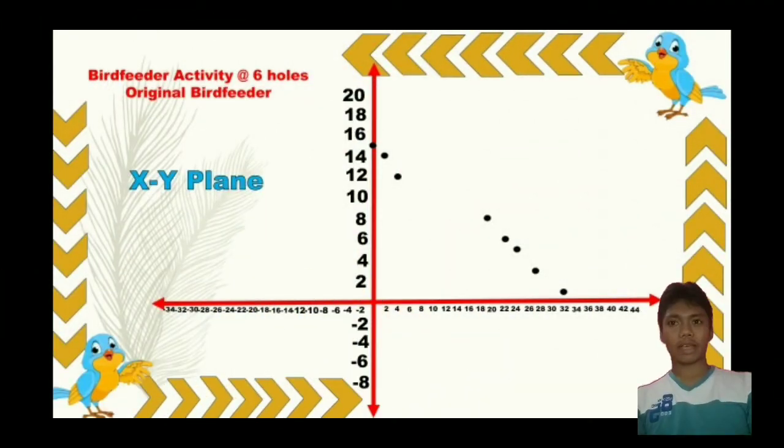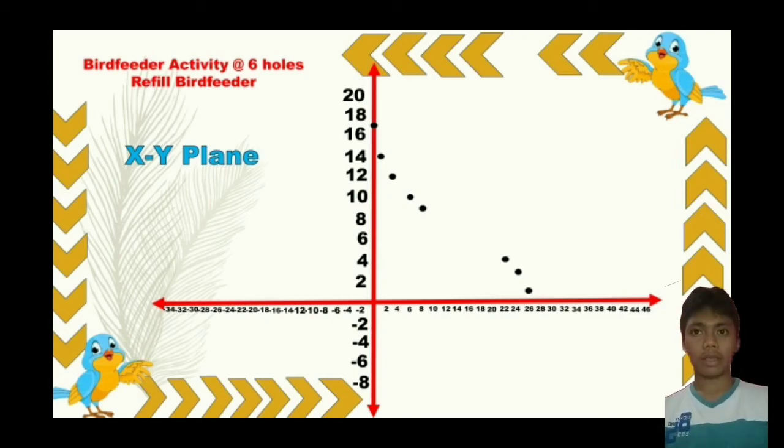In the x and y plane, the original bird feeder has 4 holes. In the x and y plane, the points decrease. The highest point is (0, 15) and the lowest point is (1, 32).